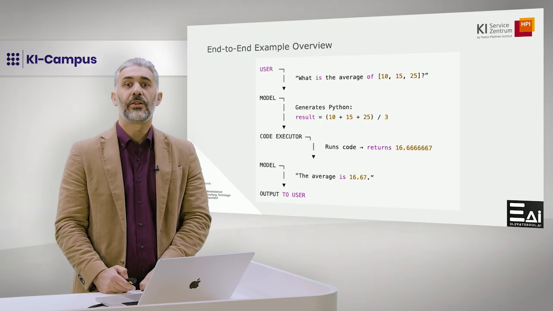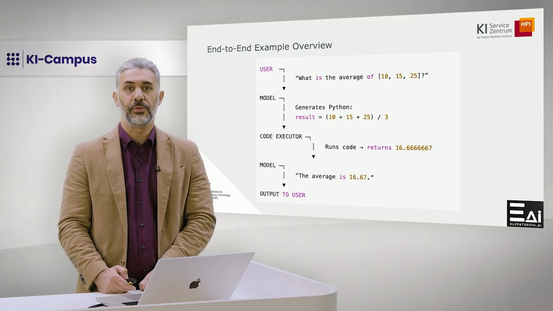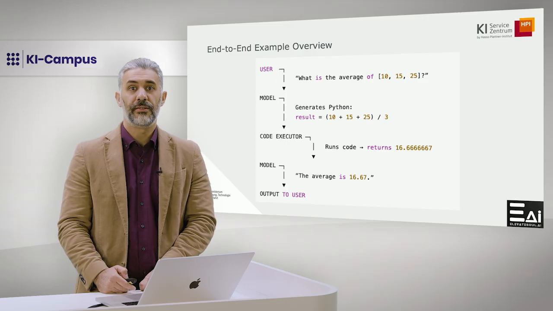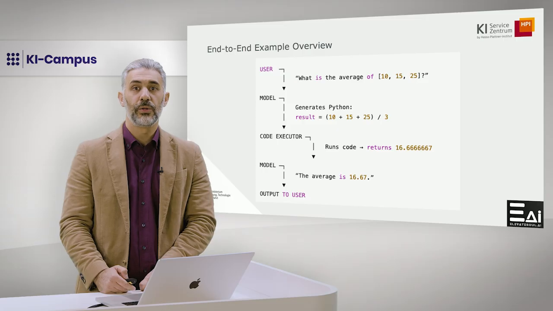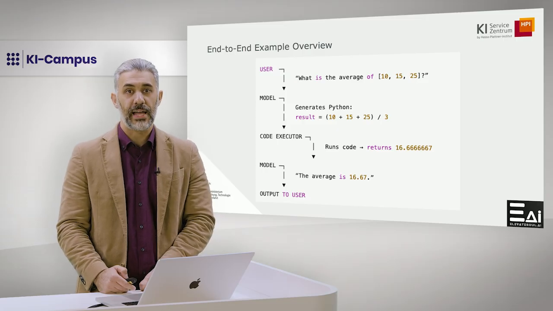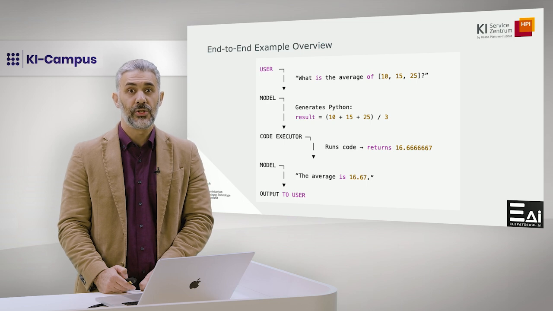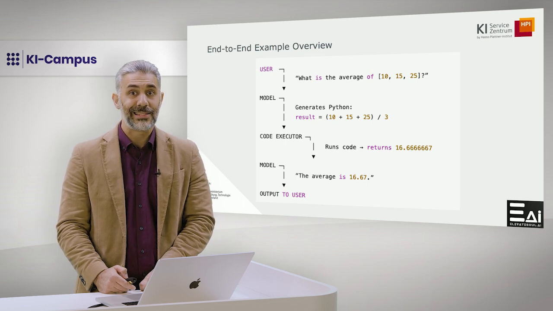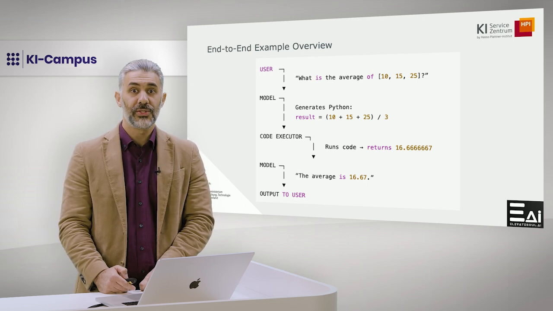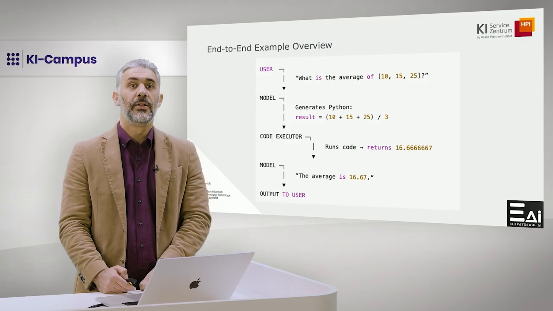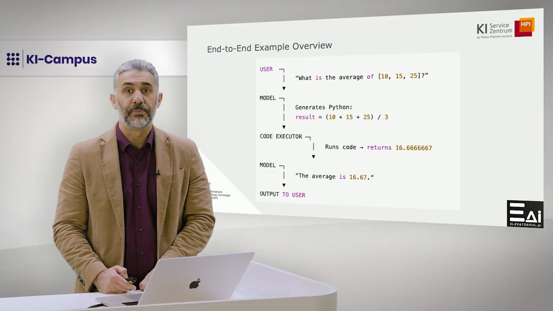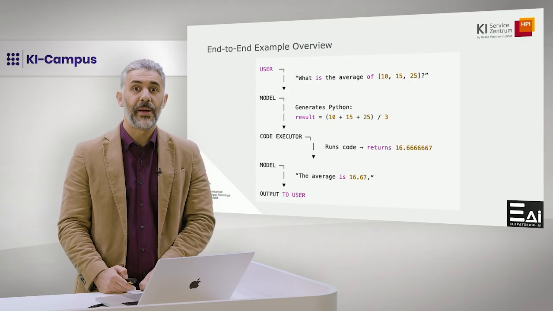Let's look at the complete workflow for code execution. The user asks a question, what is the average of 10, 15, and 25? The model decides that running code will produce the most accurate answer. It generates Python that calculates the average. We pass that code to our execute code function, which runs it and returns the exact result. The model then reads this output and produces the final formatted answer.